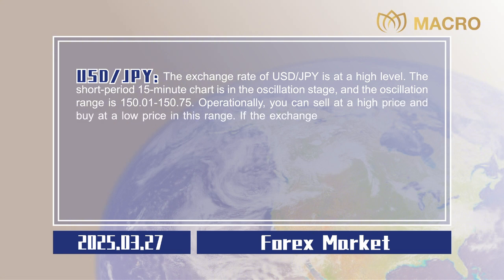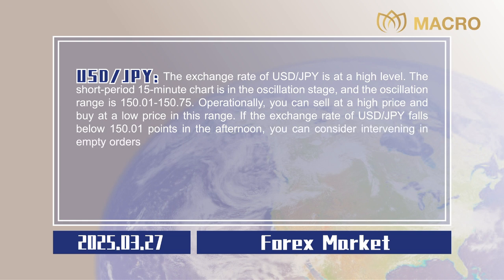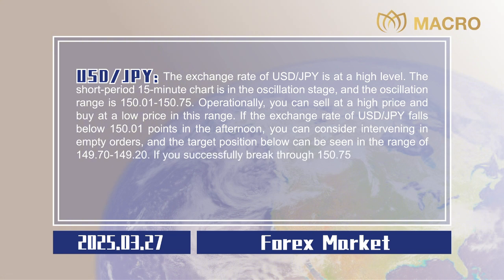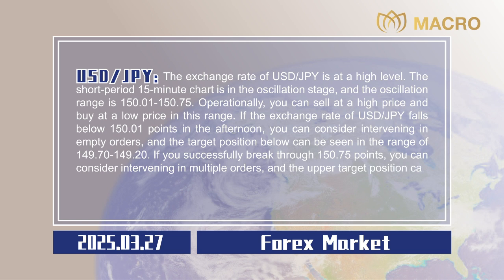If the exchange rate of US dollar to Japanese yen falls below 150.01 points in the afternoon, you can consider intervening in empty orders, and the target position below can be seen in the range of 149.70 to 149.20. If you successfully break through 150.75 points, you can consider intervening in multiple orders, and the upper target position can be set in the range of 151.35 to 151.85. Stop losses are all 20 points, 0.20.